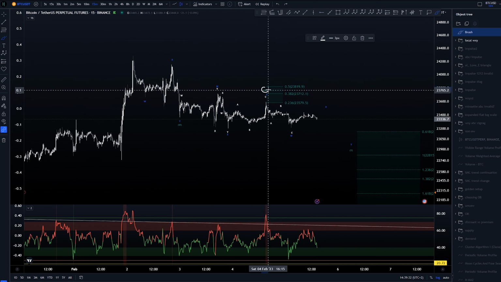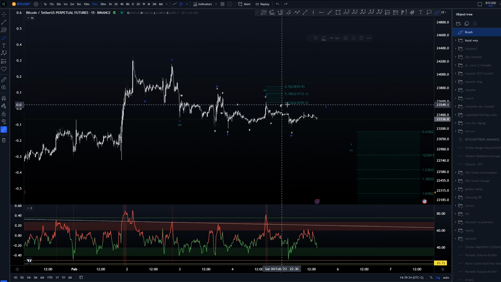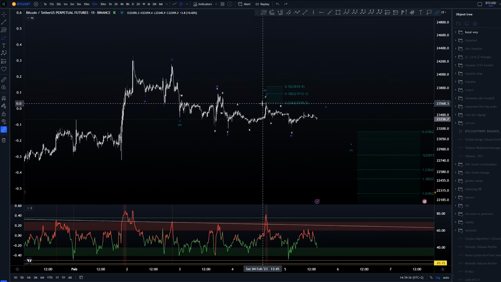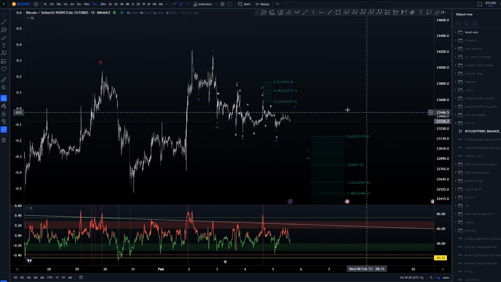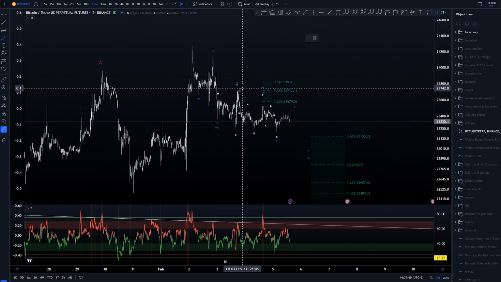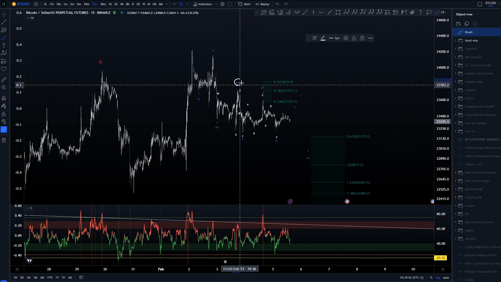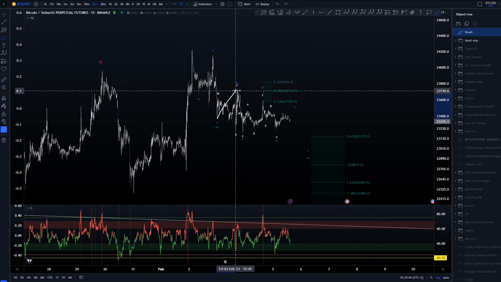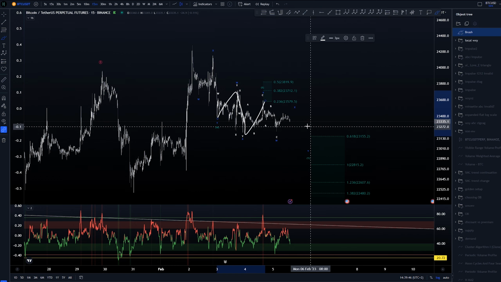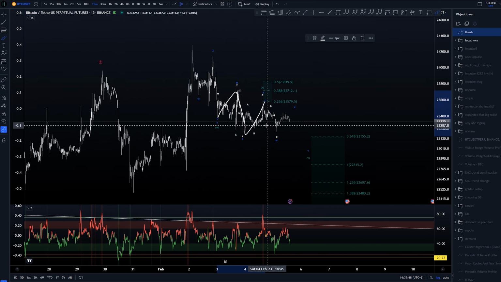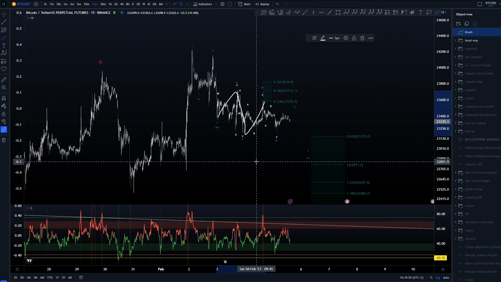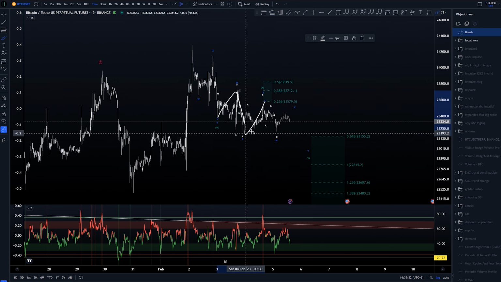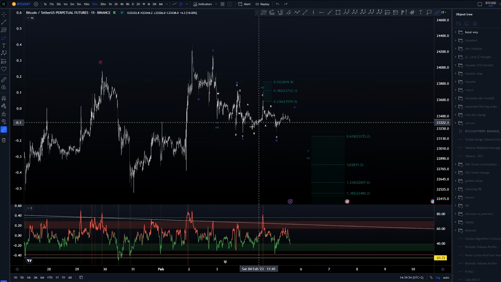The wave X here of sub-micro retraces only the 23.6%, which is not really typical. And also the fact that this wave Y did not go beyond the wave W here is not very common. Again, the structure is something like that. It's, well, I guess you could call it a running flat, but it's not a flat, but a running WXY.